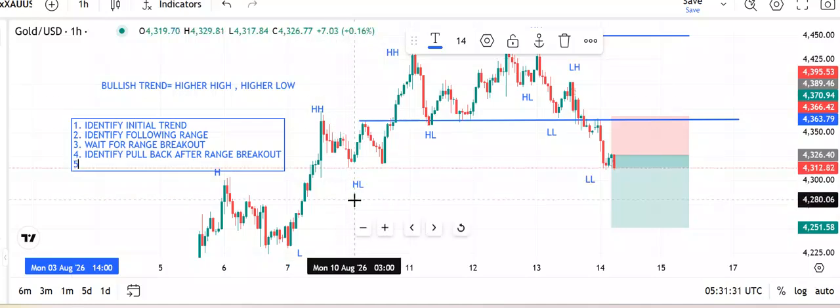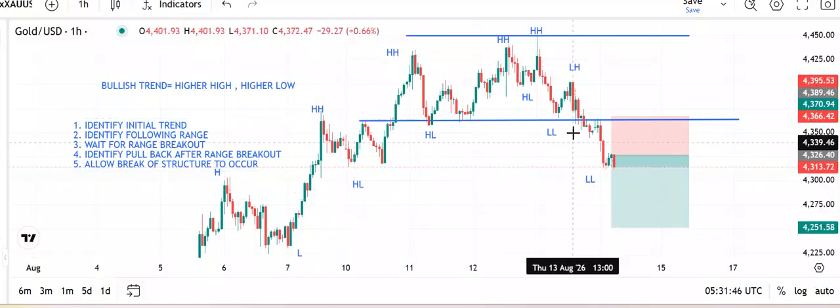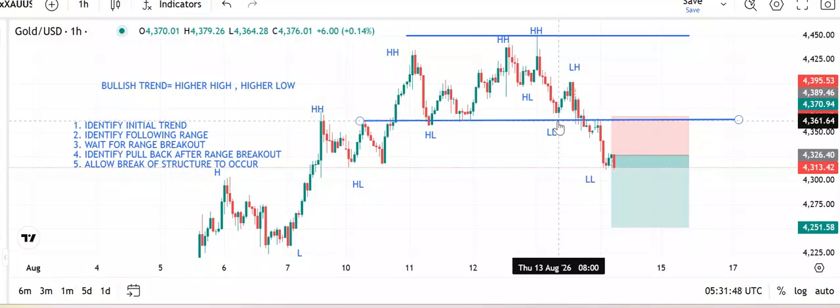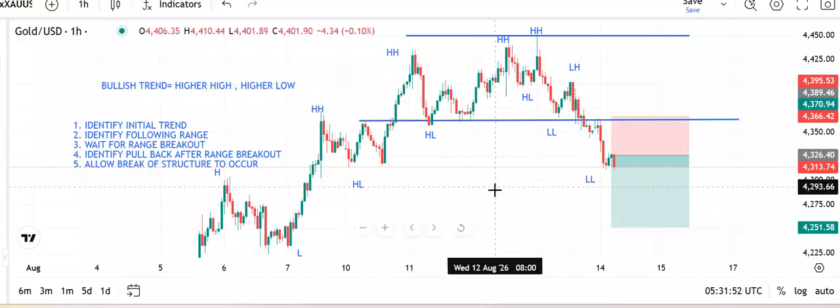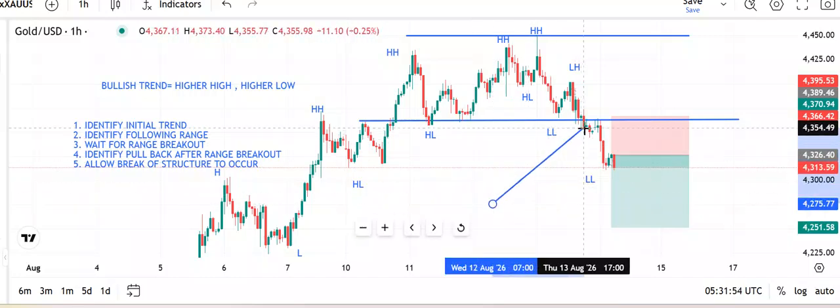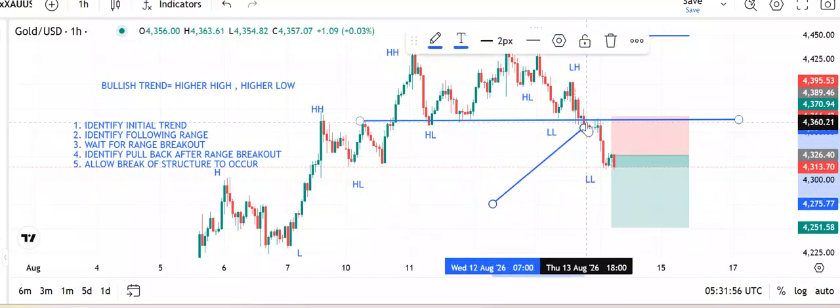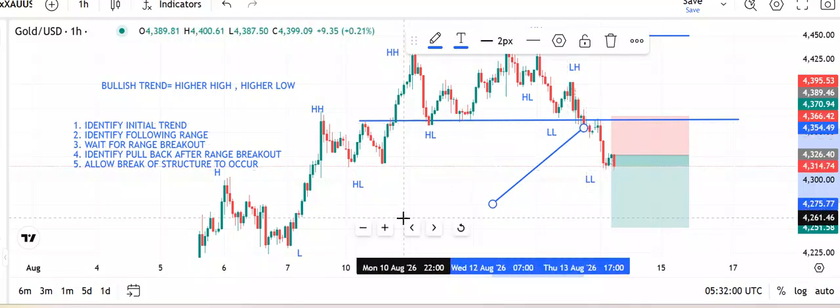Point number 5. Allow break of structure to occur. Now these are structure, lower low. Then this particular point, this particular bearish candle is where you have your break of structure occurring.